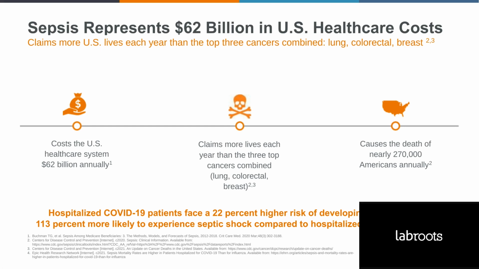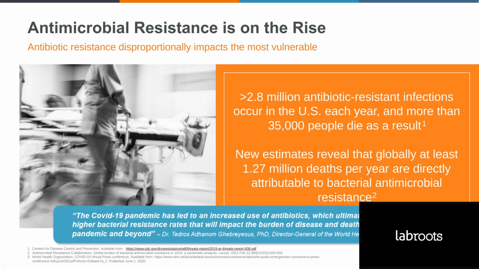Another concerning fact is that a hospitalized COVID patient, as compared to a hospitalized influenza patient, faces a 22% higher risk of developing sepsis and is 113% more likely to experience septic shock. Antimicrobial resistance is on the rise globally and is one of the biggest public health challenges of our time. CDC reports that each year in the US, more than 2.8 million people get an antibiotic-resistant infection and more than 35,000 die. That means on average, someone in the US gets an antibiotic-resistant infection every 11 seconds, and every 15 minutes, someone dies as a result.